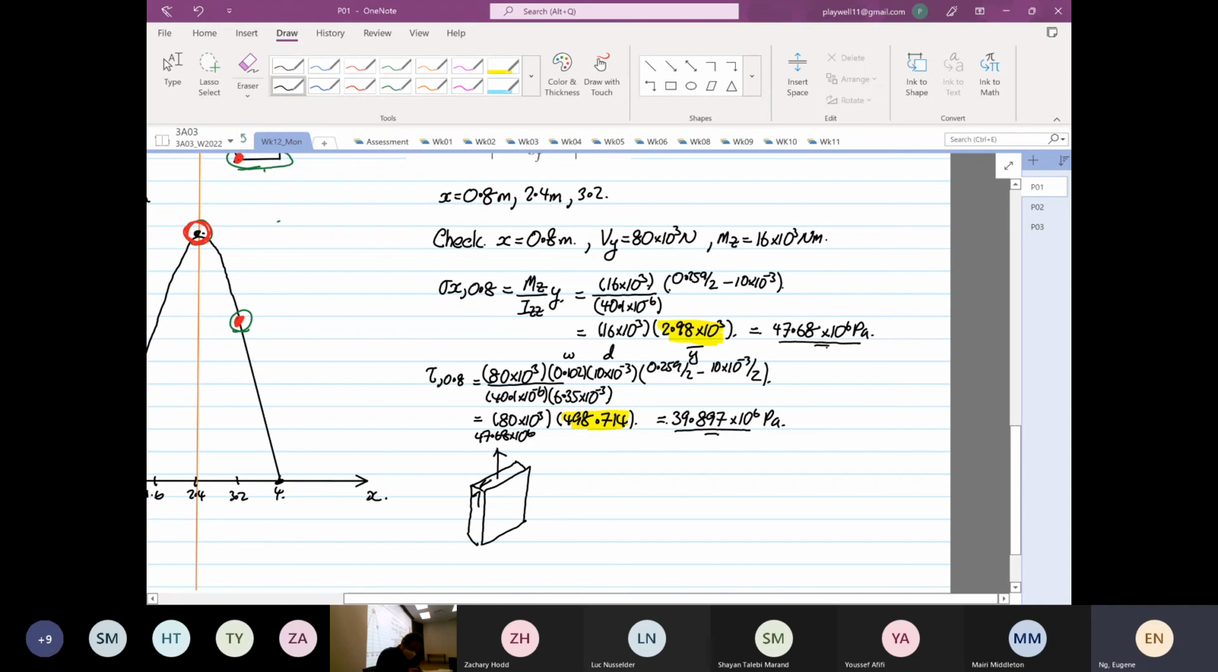Because of the orientation of our diagram, wait, I'm thinking about this now. Maybe I'm drawing the shear force coming down this way. Maybe I'm drawing the wrong orientation, my bad. You know what, for simplicity's sake, let's draw this in 2D. So this is going up by 47.68 times 10 to the power 6 Pascal, and this will be going at 39.897 times 10 to the power 6 Pascal.